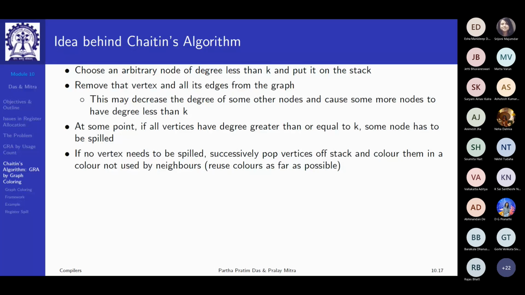Now, first, let us assume that we have a situation where no vertex needs to be spilled. So in the process of removing nodes from the graph and pushing them to the stack, we will eventually be able to remove all vertices from the graph. And once that has been done, we successively pop the vertices from the stack one after the other. And we start coloring them with a color which is not used by its neighbors. And naturally reuse colors as far as possible. So this is a simple algorithm.